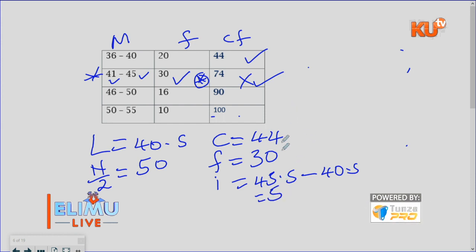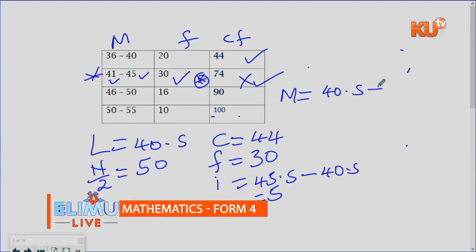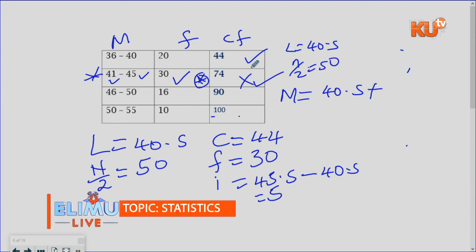Now with all these values, we can get our median. Our median M will be equal to L, which is 40.5, plus N over 2, that will be 50. So if you allow me to write this somewhere up here, L is 40.5, N over 2 is 50, then we have our C as 44, our F as 30, and our I as 5.